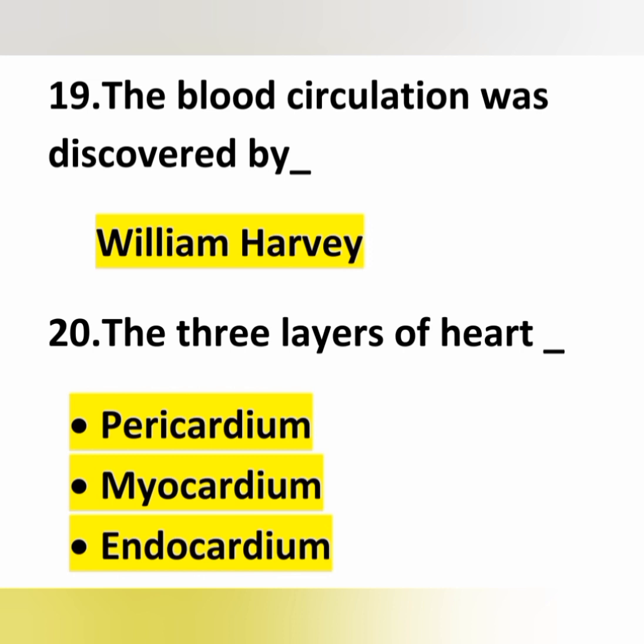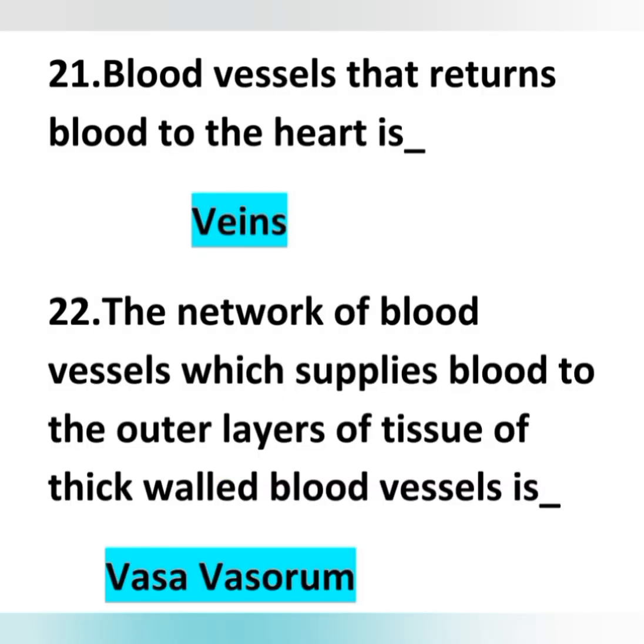And the next point, blood vessels that return blood into the heart are known as veins. And next point, the network of blood vessels which supplies blood to the outer layers of tissue of thick walled blood vessels is called vasa vasorum. So this is a network of blood vessels which supply blood to the outer layer of the tissue of thick walled blood vessels, that is known as vasa vasorum.